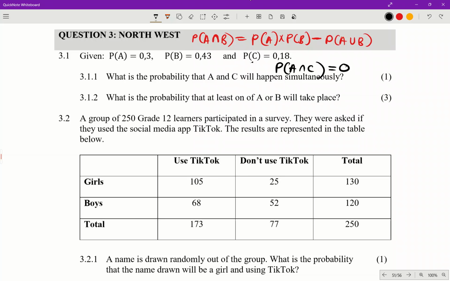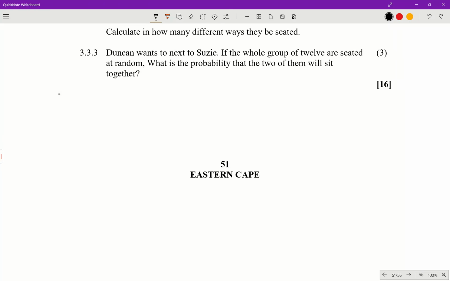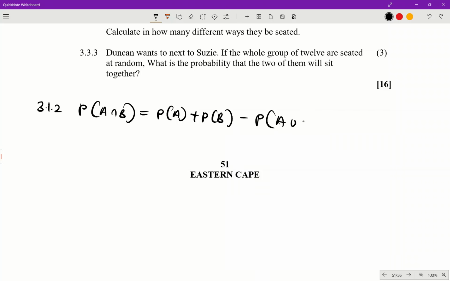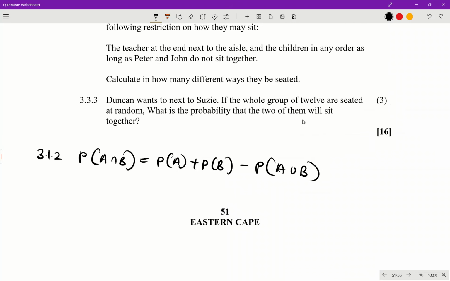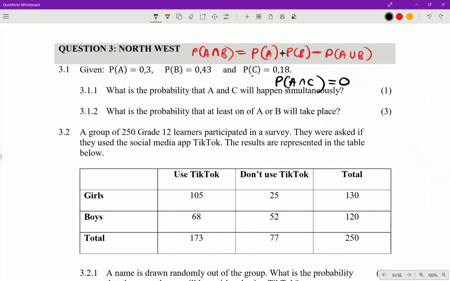So I'm just going to answer that. Let me take it down. 3.1.2. So it has to be the probability of A or B is equal to the probability of A plus the probability of B minus the probability of A and B. I said multiply earlier, but this is addition, not multiplication. Multiply is only when you have independent events, guys. You add here, please.